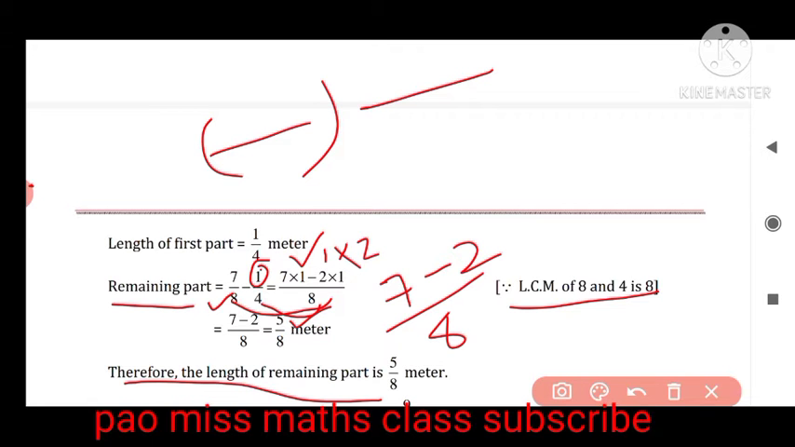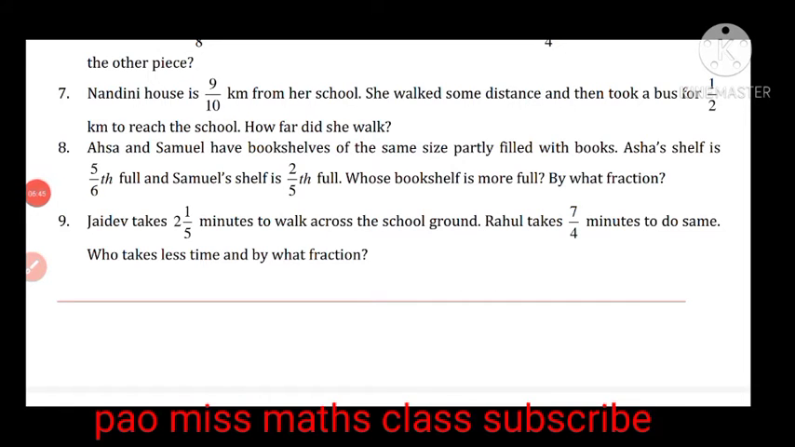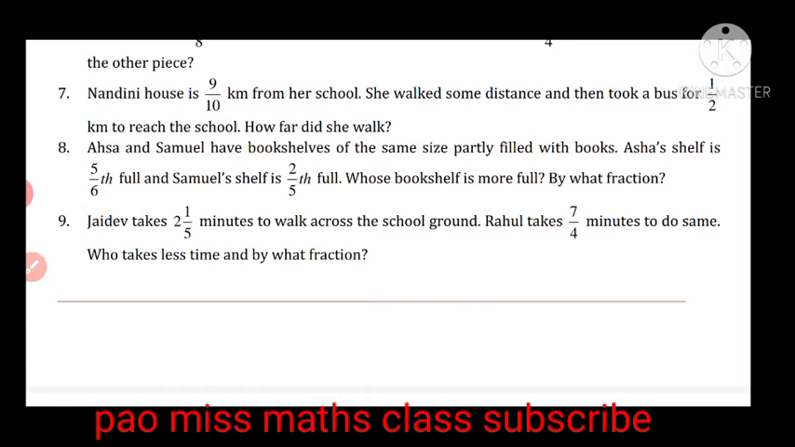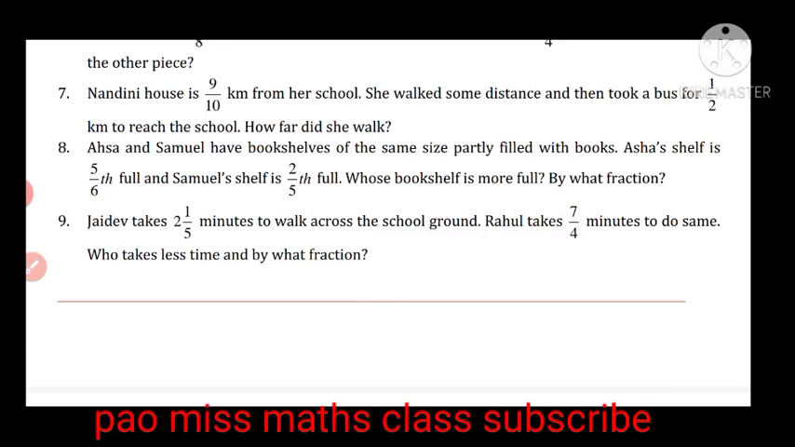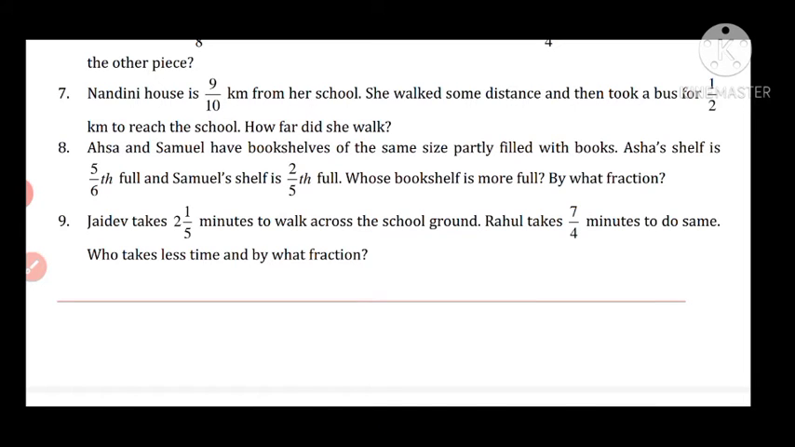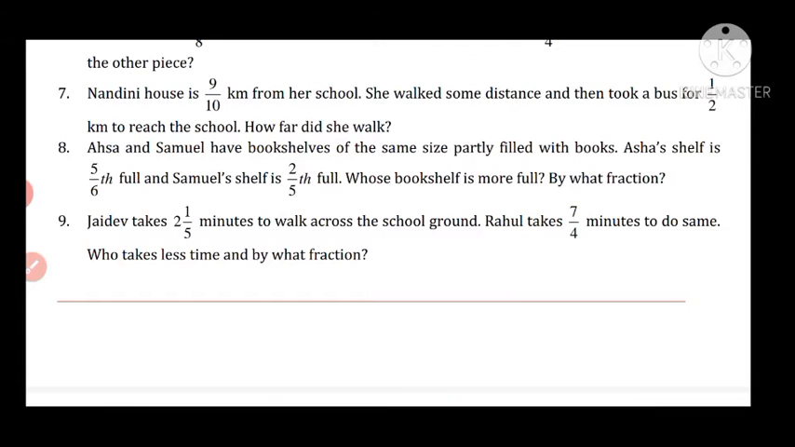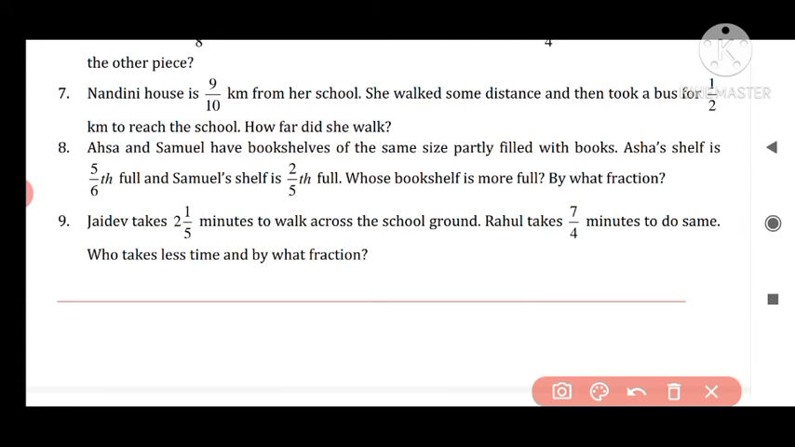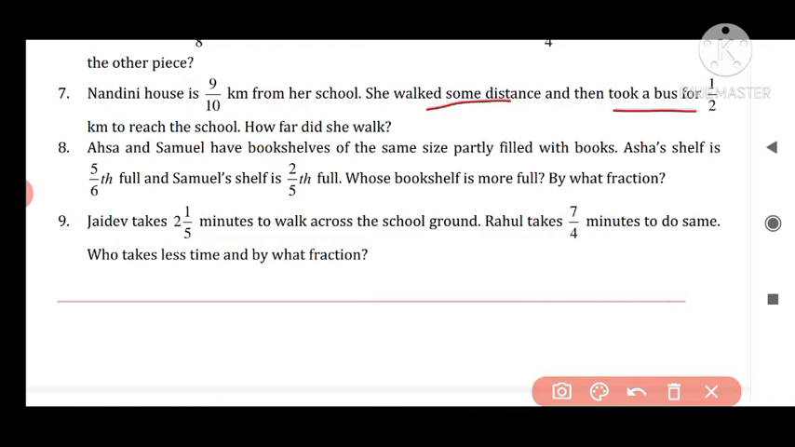Now come to the next question. Question number 7. Nandini's house is 9/10 kilometer from her school. Okay, the fraction is given, the kilometer distance is given. She walked some distance and then took a bus for 1/2 kilometer to reach the school. How far did she walk? Means she walked some distance, isn't it? She walked some distance and took a bus for 1/2 kilometer to reach the school.